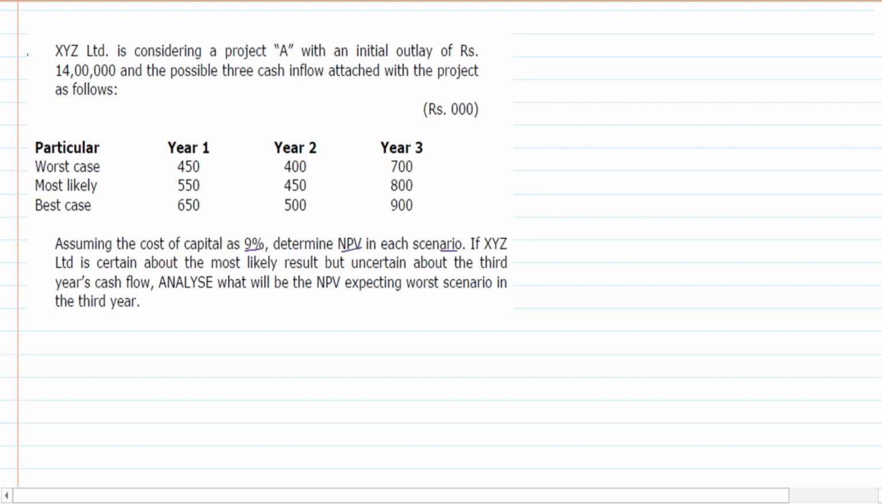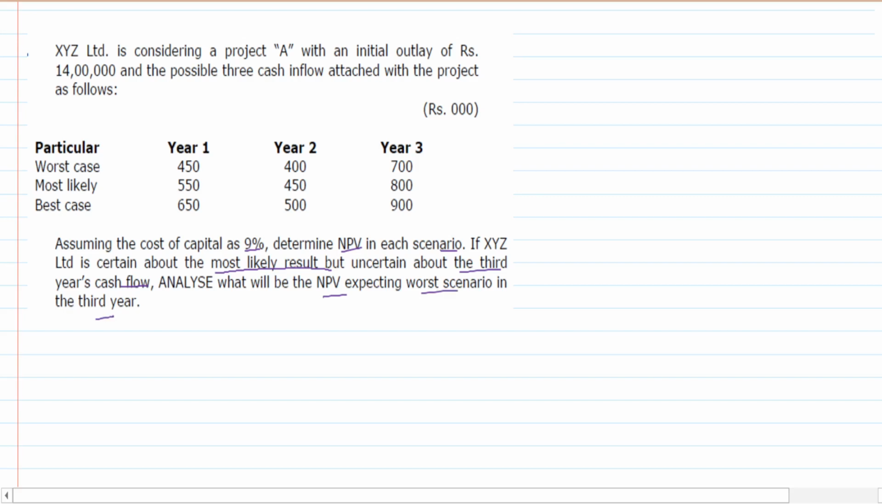Fine. If XYZ Limited is certain about the most likely result, but uncertain about the third year's cash flow, analyze what will be the NPV, expecting worst scenario in the third year.